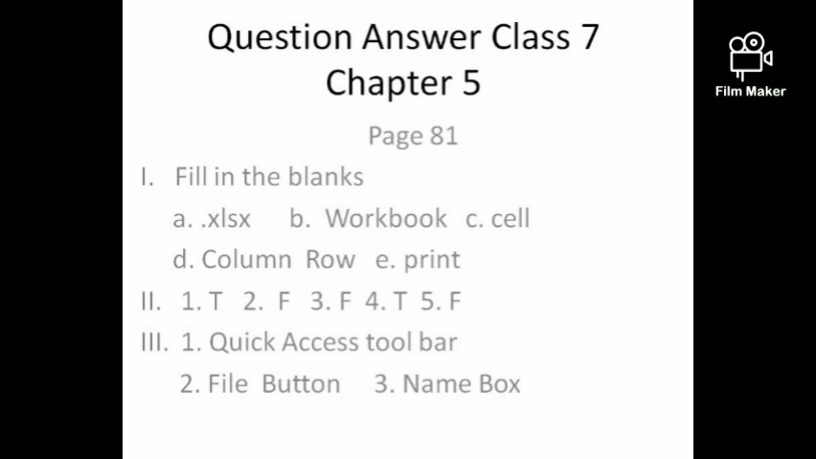Now we are going to talk about the number 3. Name the following. It stores few shortcut buttons that are frequently used. Answer is quick access toolbar. Number 2, this button displays all the frequently used tasks related to the application. Answer is file. Number 3, it shows the cell address of the active cell. Answer is name box.